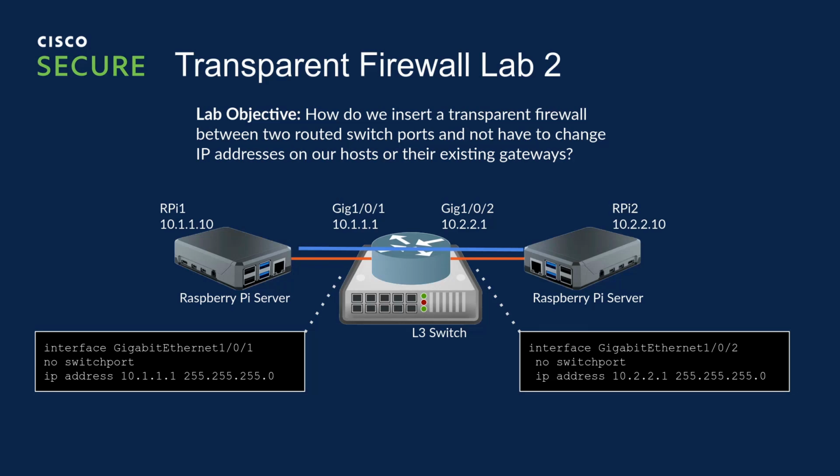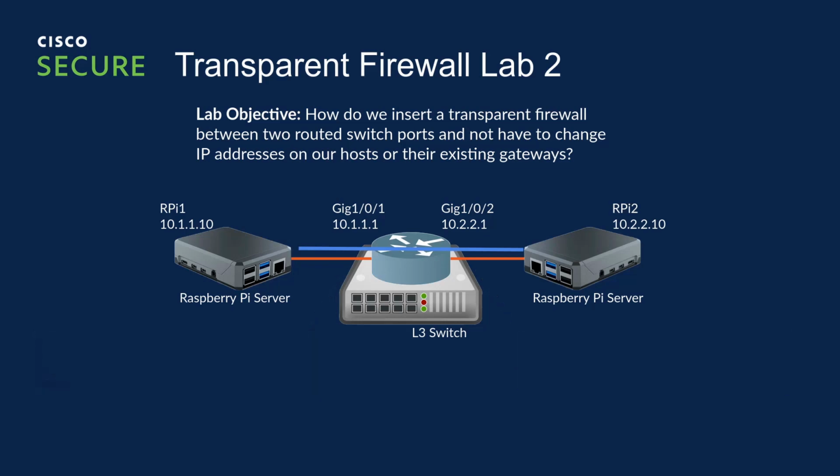So if we are now trying to insert a firewall again to this switch, how do we accomplish that in this scenario? Because when a packet hits that physical interface, the routing table is going to be looked up on the switch, and it's going to be express forwarded out to the next hop interface of gig 1/0/2 if it was coming from Raspberry Pi 1. So what we're going to do is introduce another concept.